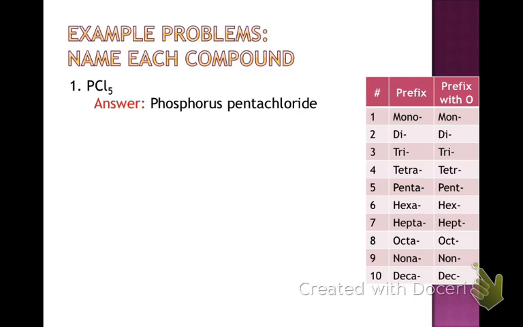So this first one is phosphorus pentachloride. The first element is phosphorus. There's only one phosphorus, so we don't need a prefix for that. Remember, only the second element needs all the prefixes. There's 5 chlorines, so the prefix for 5 is penta, and then we changed the last part of the name chlorine to chloride. Go ahead and do N2O5.